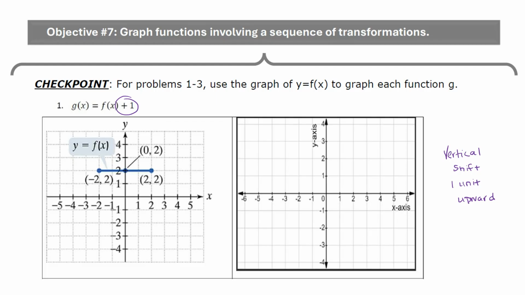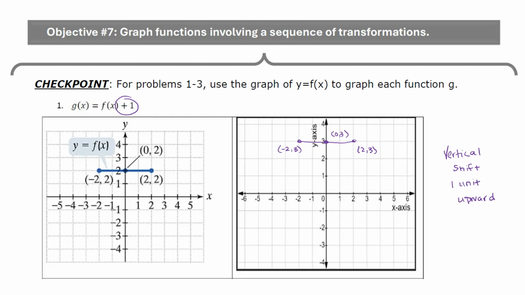Okay, so this is going to affect the y coordinate. So we had negative 2, 2, so now our point is going to be negative 2, 3. Then we had 0, 2, so now we'll have 0, 3. We had 2, 2, so now we'll have 2, 3. And then we can connect our dots. Okay. Let's add our points so we have something to review. Okay, so that's our first transformation. Let's do the next one.